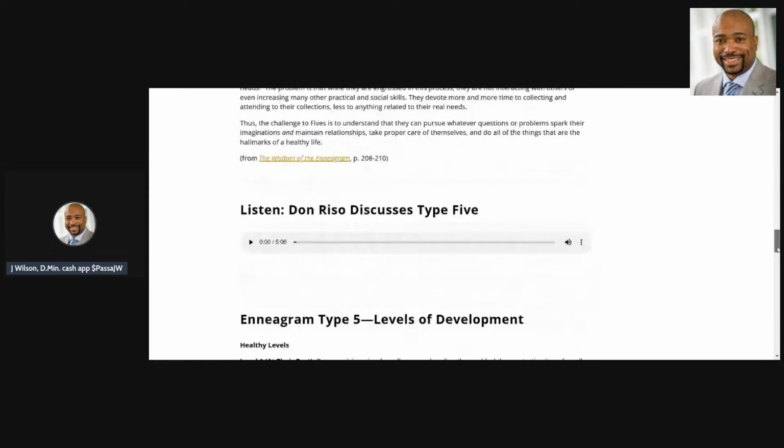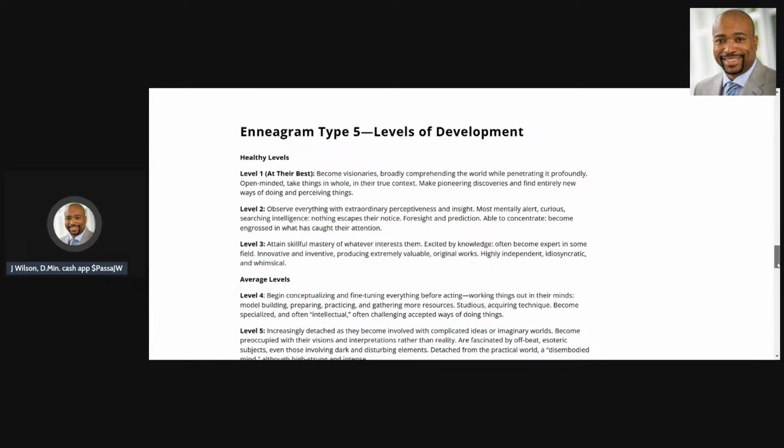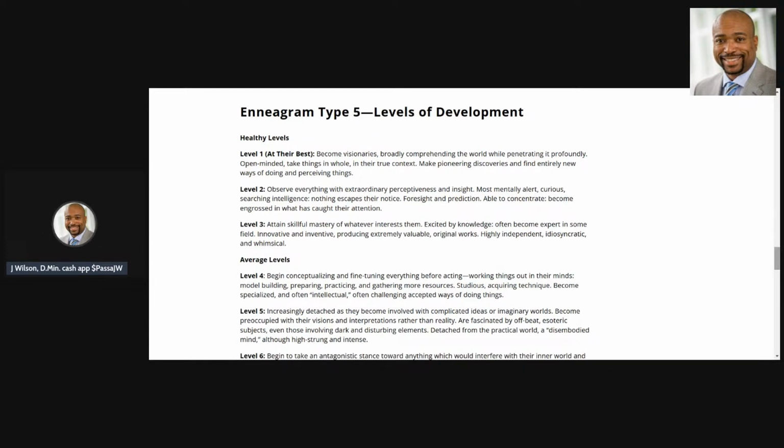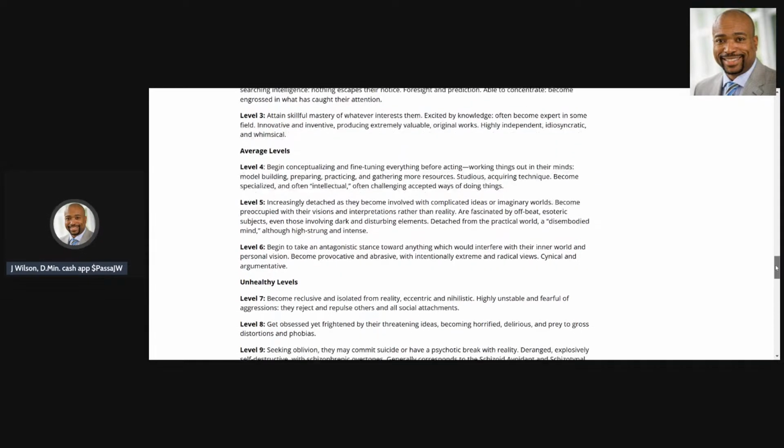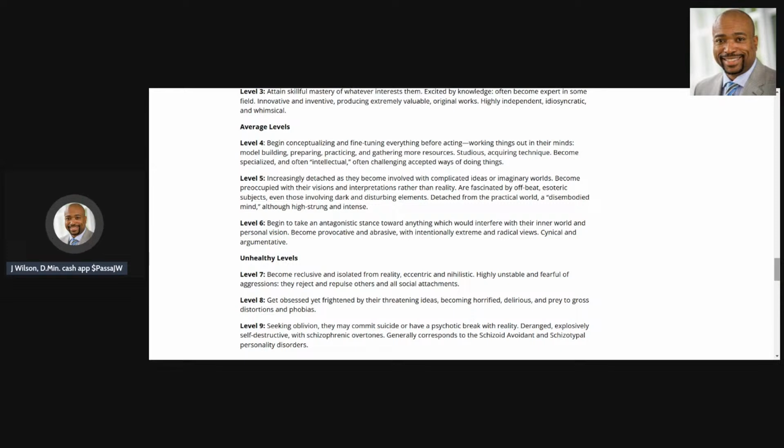Now let's look. At their best, they become visionary, broadly comprehending the world while penetrating it profoundly. They're open-minded. They take things in whole, in true context. They observe everything with extraordinary perceptiveness and insight. They attain skills, mastery of whatever interests them. So if something interests them, they're going to be the masters of it. Average level: begin conceptualizing and fine-tuning everything before acting, working things out in their minds. Increasingly detached as they become more involved with complicated ideals or imaginary worlds. Begin to take an antagonistic stance towards anything which will interfere with their inner world and personal vision.